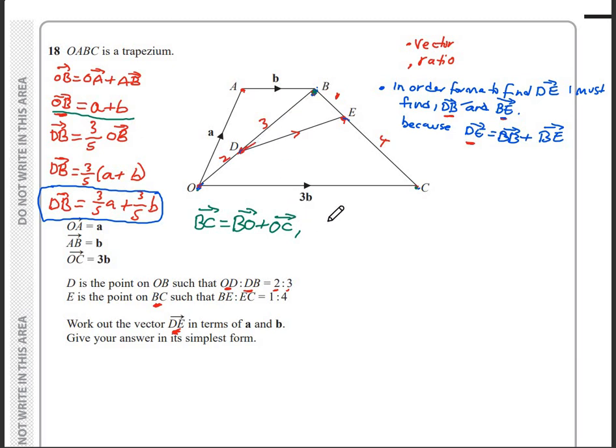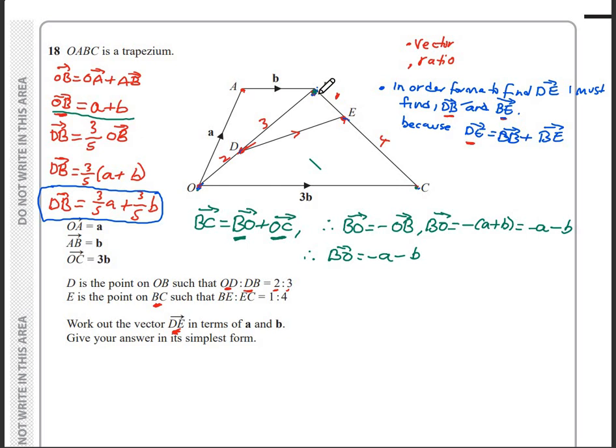So BO equals negative OB. So BO equals minus (A plus B), which gives us minus A minus B. Alright, so BO equals minus A minus B. So I found what BO is. Now I want to find what BC is.